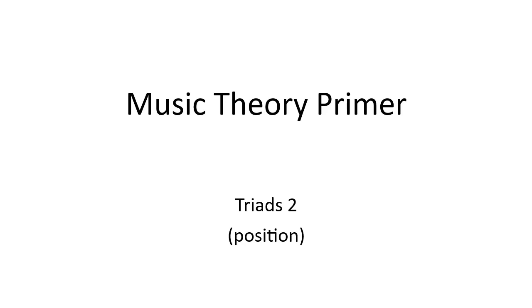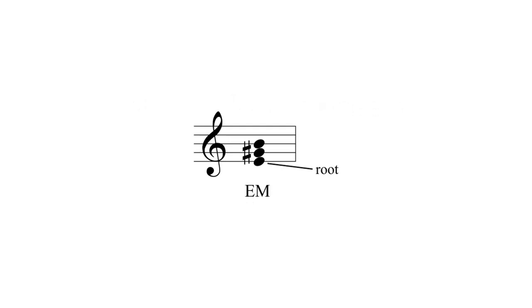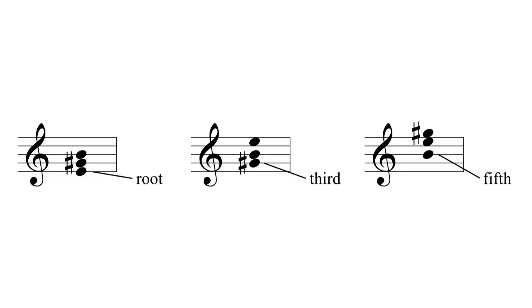Triads 2. Position. The triads we examined in the previous lesson all had roots on the bottom, chordal thirds in the middle, and chordal fifths on top. However, triads can be arranged such that any of their three notes can be the lowest. We will call the lowest note the bass, even if it's not necessarily in the bass register.